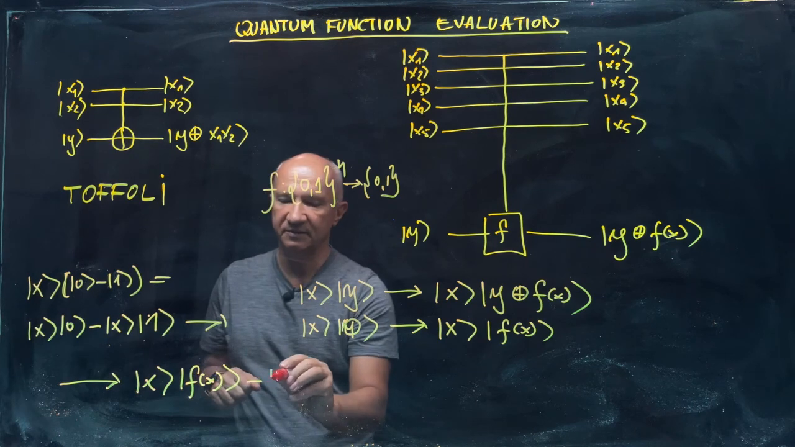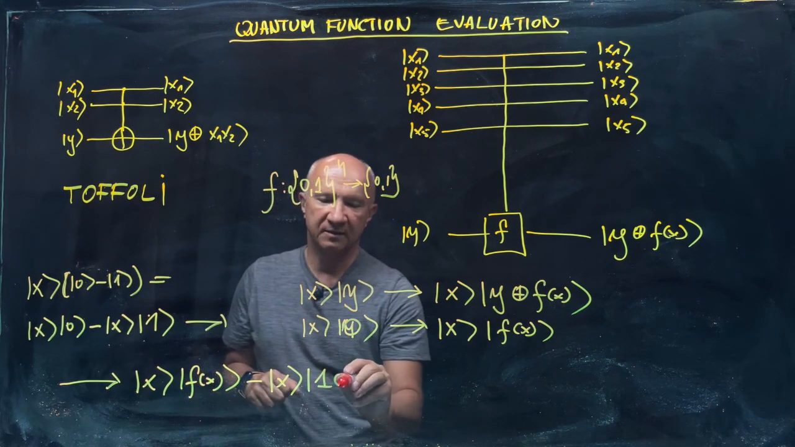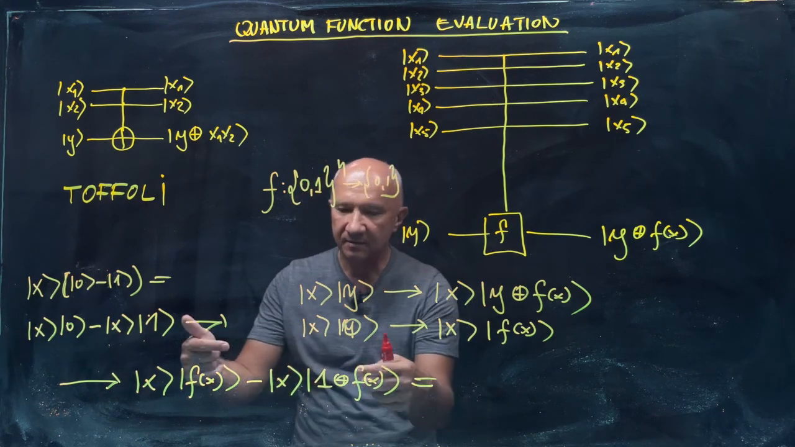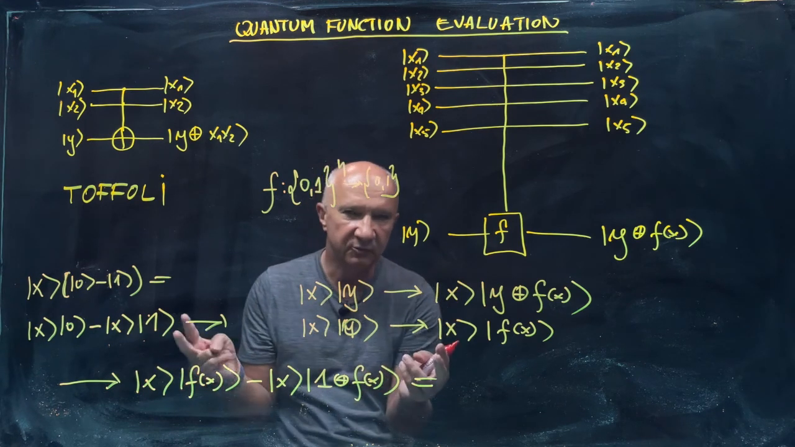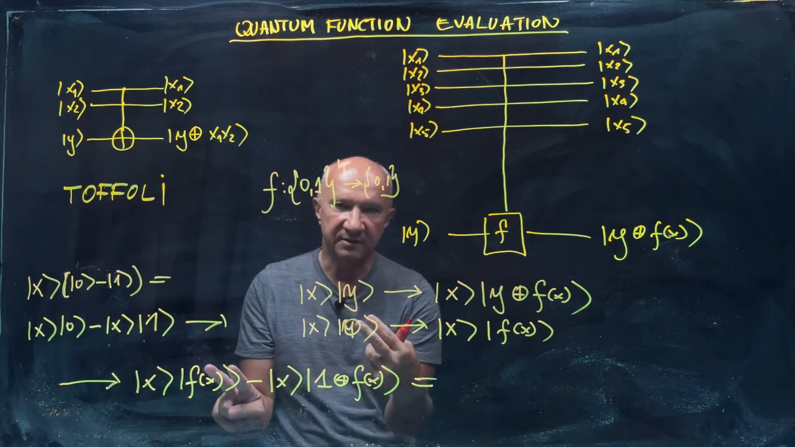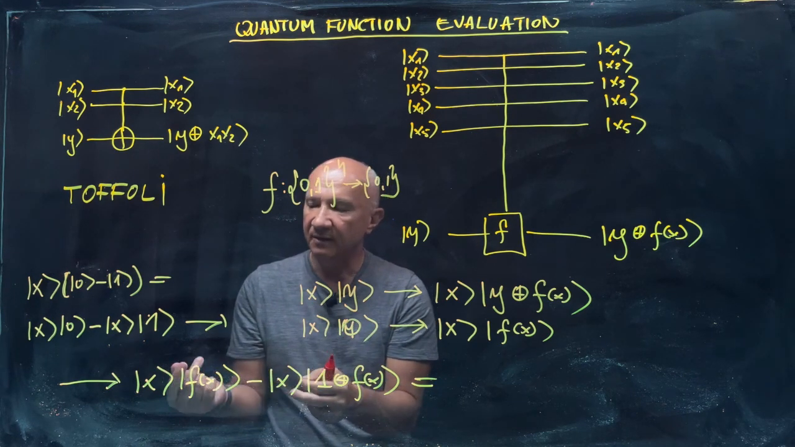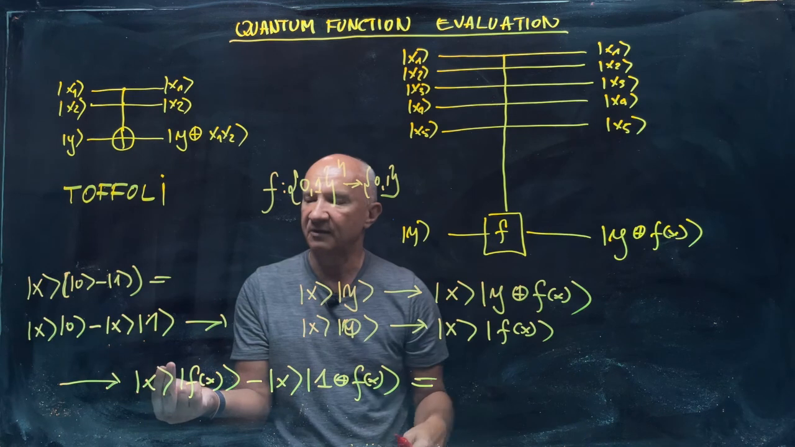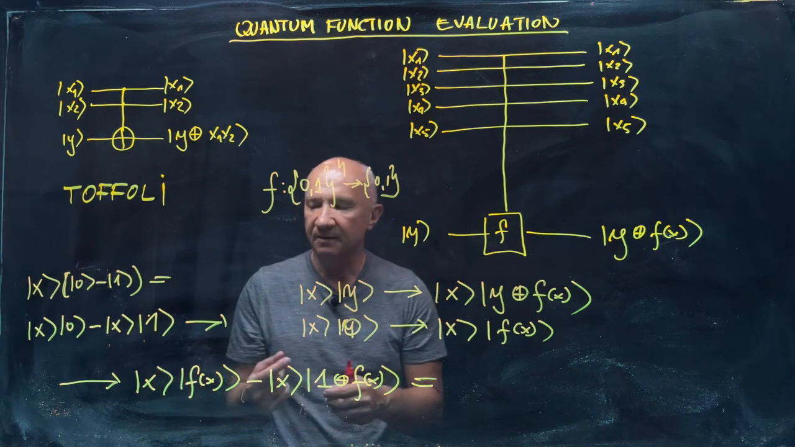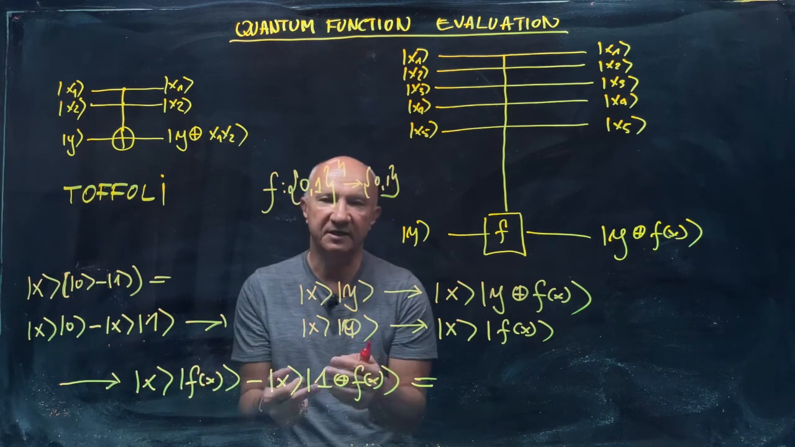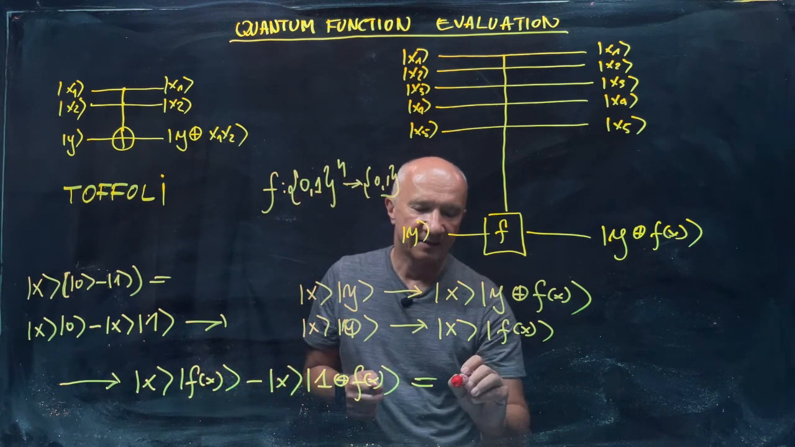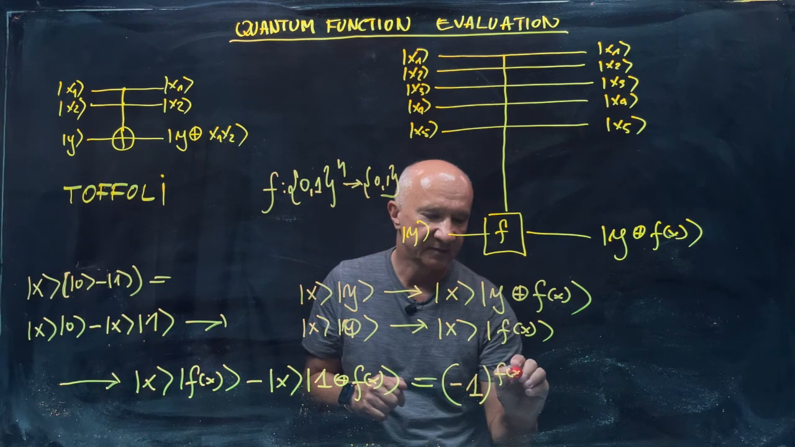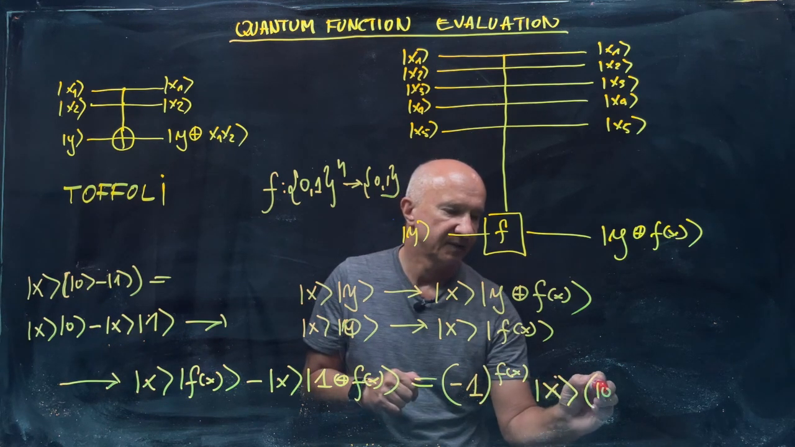And if I run the quantum function evaluation, then what I will get is x, f of x from this term, minus x, 1 plus f of x. If you look at this expression, you can see that there are only two possibilities here. f of x could be equal either to 0 or to 1. When it is equal to 0, then you have x, and you can just take 0 minus 1 and factor this out. If f of x is equal to 1, then you have 1 here and 0 here. That can be written in a compact way as minus 1 raised to the power f of x, and then I have state 0 minus 1.